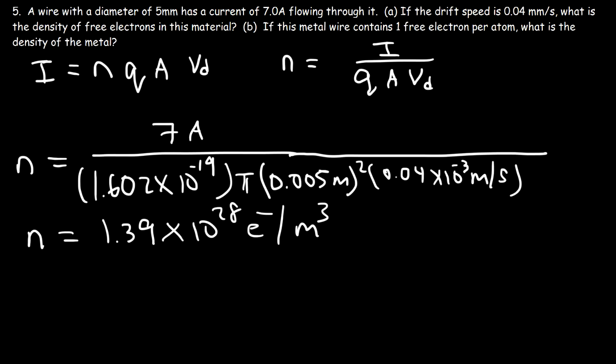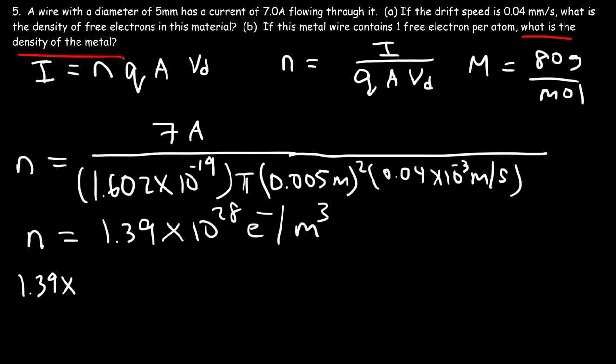Now, how can we take this value and calculate the density of the metal? Now, one thing I need to give you is the molar mass of the metal, which I didn't give you that information. So let's assume that the molar mass is 80 grams per mole. Now, this may not be a real element, so I just came up with this number. Just keep that in mind. I just want to show you how you can take this value and convert it back to the density of the metal. So start with this number, 1.39 times 10 to the 28 electrons per cubic meter.